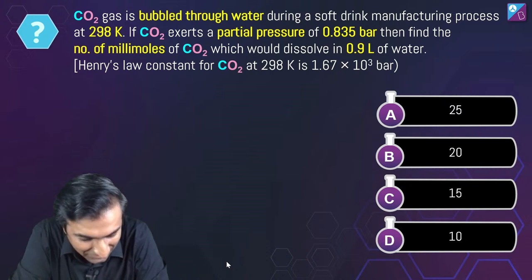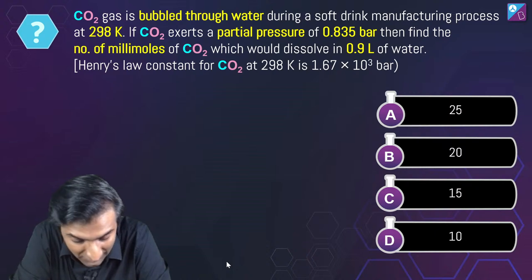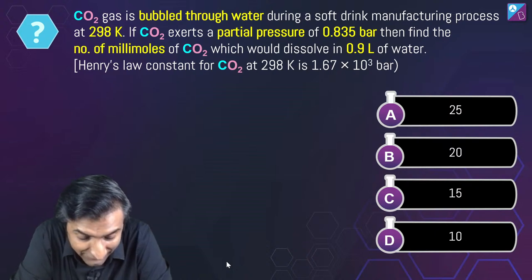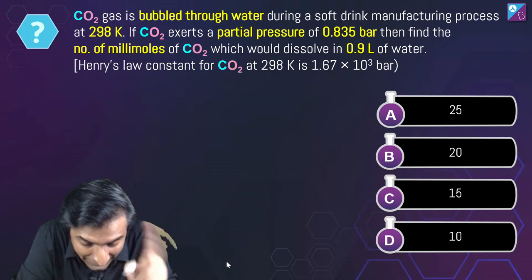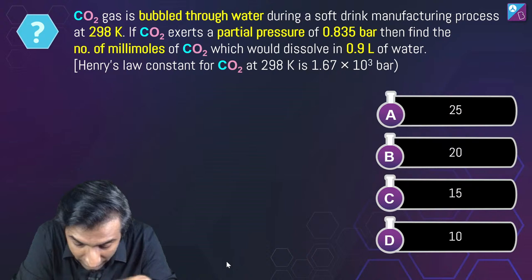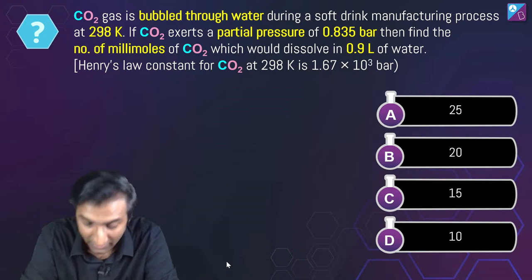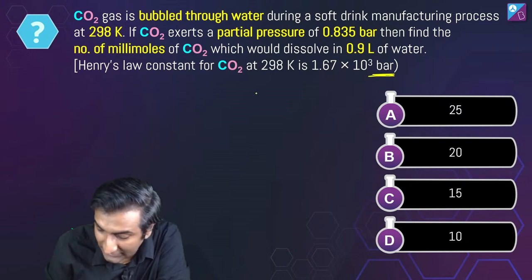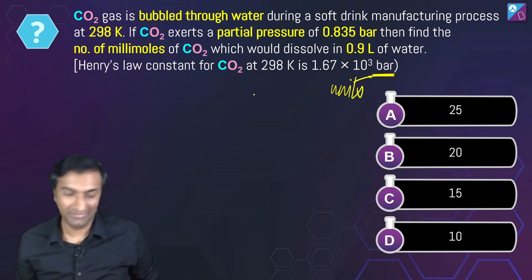All right, AI. CO2 gas is bubbled through water during a soft drink manufacturing process at 298 Kelvin. If CO2 exerts a partial pressure of some value, then find the number of millimoles of CO2 which would dissolve in 0.9 liter of water. And Henry's constant for CO2 is given. Units, dhyan dijiye. Units di hui hain, bar.